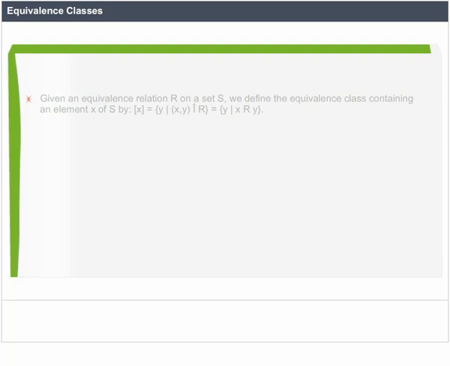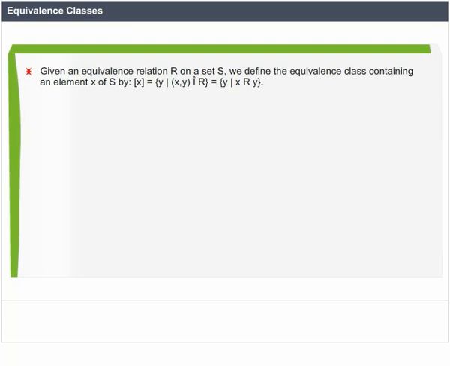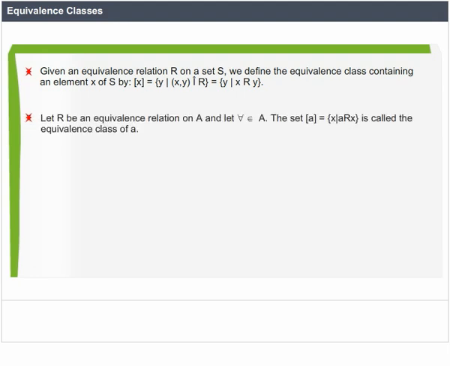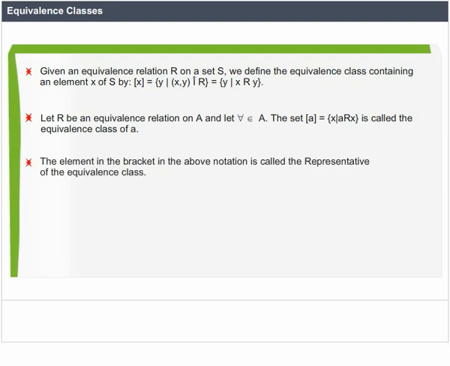Equivalence classes. Given an equivalence relation R on a set S, we define the equivalence class containing an element x of S by [x] equal to the set of y such that x is related to y. Let R be an equivalence relation on A. Let a belong to A. The set [a] equal to the set of x such that a is related to x is called the equivalence class of a. The element in the bracket in the above notation is called the representative of the equivalence class.